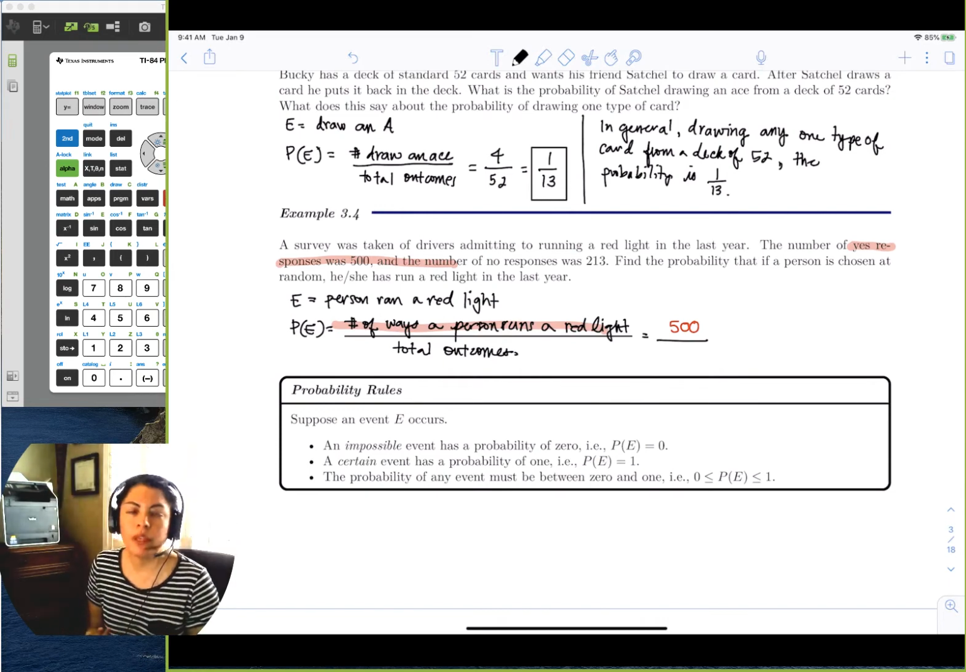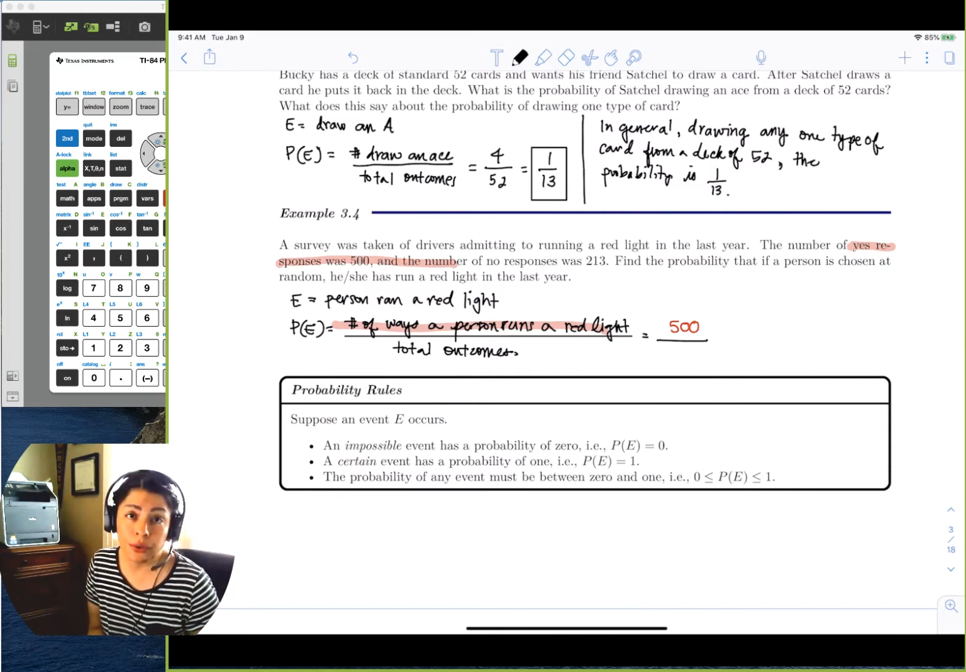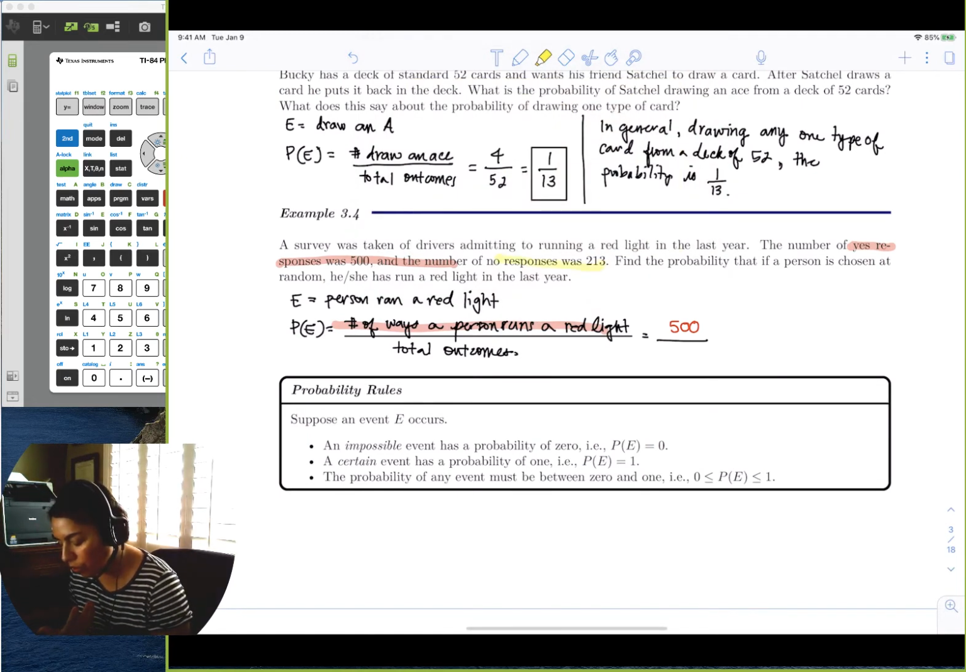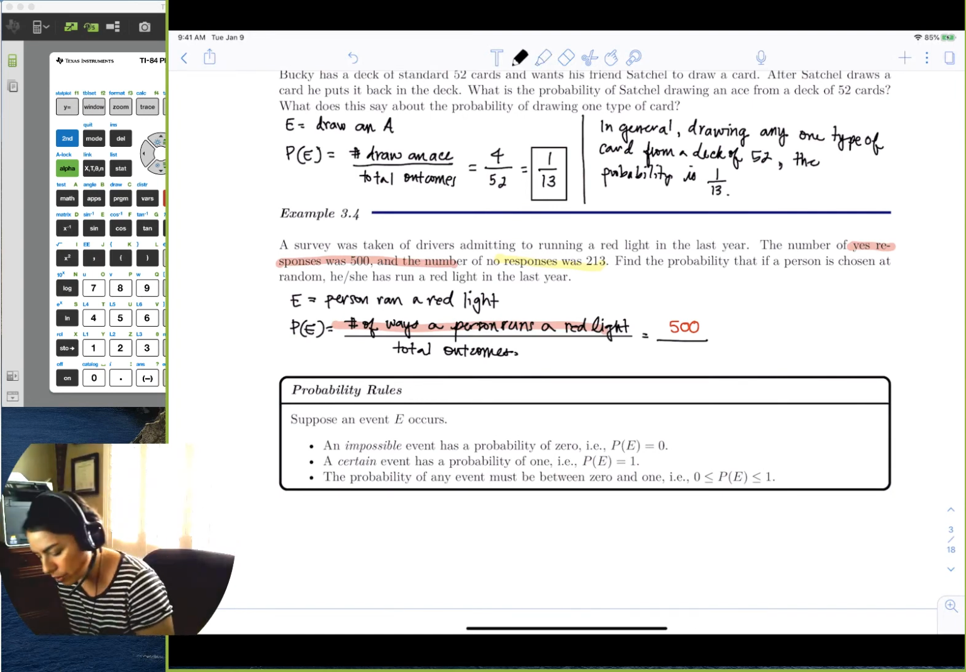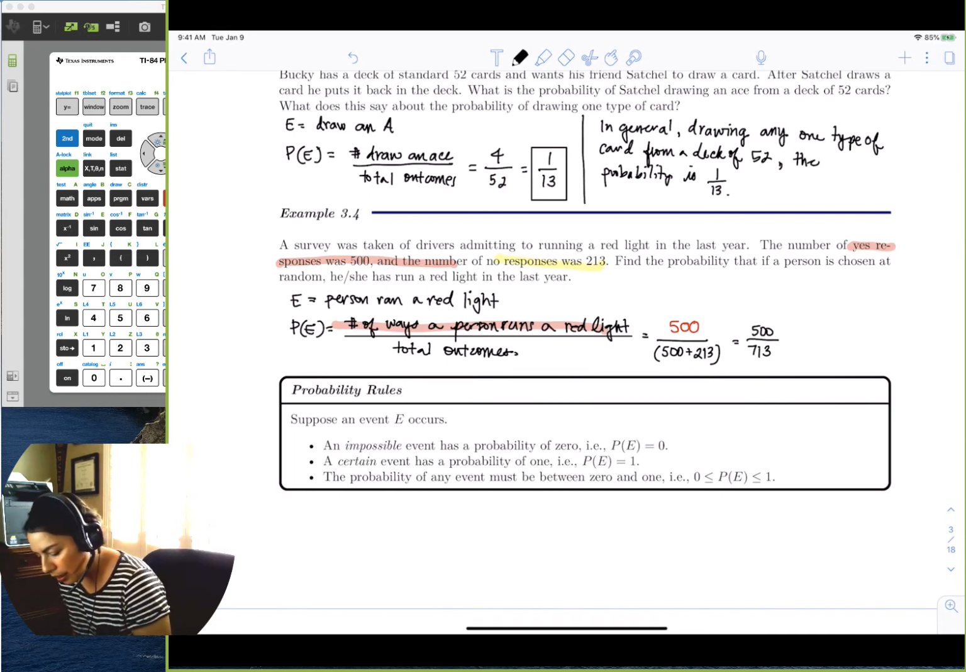Well, how many people did I survey? Well, I didn't survey 500, right? Only 500 out of everybody I surveyed said they ran a red light. So how many people did I survey? How many people said no, they didn't? 213, right? And so the number of people that I sampled was the 500 plus the 213 no responses. So I'm just going to put 500 plus 213 in the denominator, which is really just 500 over 713. Okay, so that's the probability here.